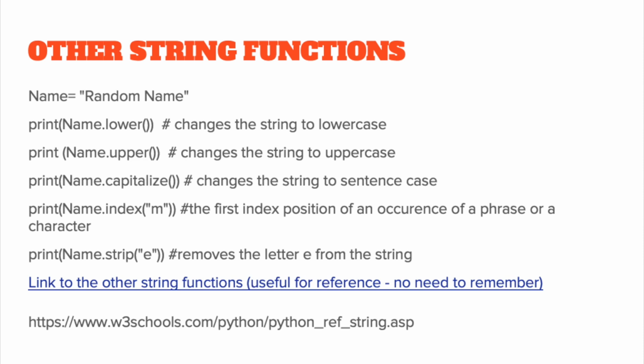Sometimes maybe you might want to find the index position of a particular phrase or a character, and we can use name.index and it will tell us what position that is. This is built in. So instead of you working it out by doing a loop and selection statement, you can just use name.index, find the index of m, and it'll print that out for you. And we can also strip things out, where we can simply say remove the letter E from a particular string or something else, name.strip, and whatever's in the brackets is stripped out.